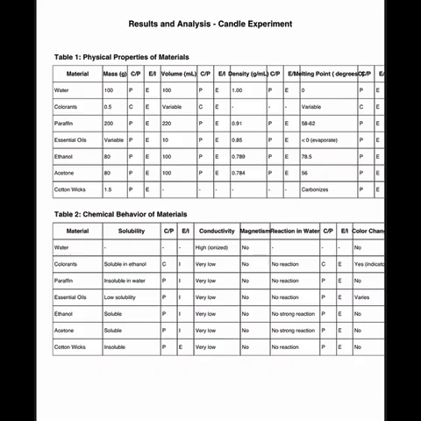For Part D, we poured the wax into molds with cotton wicks and let it cool to create our own candles. The color and scent were preserved, though a bit weaker once the wax was solidified.